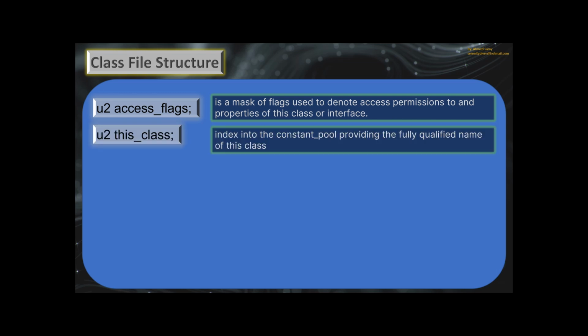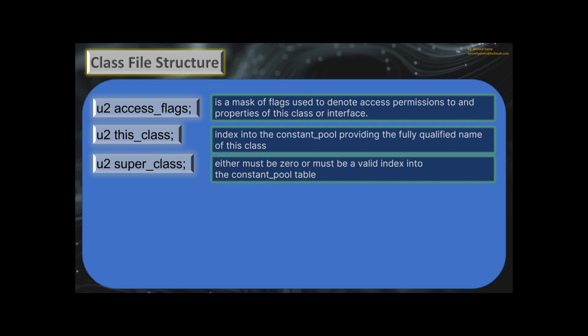We have this class. This class is an index in the constant pool, providing the fully qualified name of this class. You can get the class by class name as well, and this name is stored in the constant pool. When you use the word this inside your class, it automatically refers to the class name of your class. That's the purpose of using this dot operator inside your class.